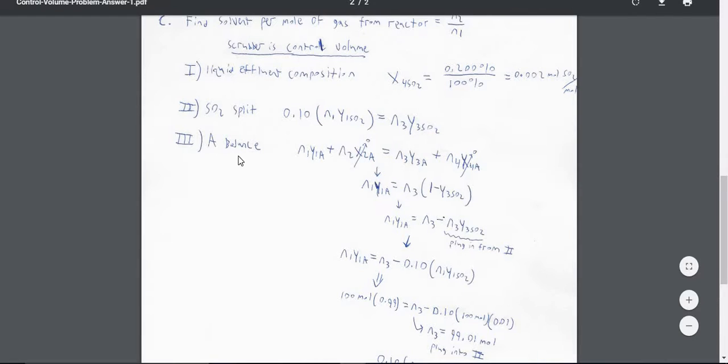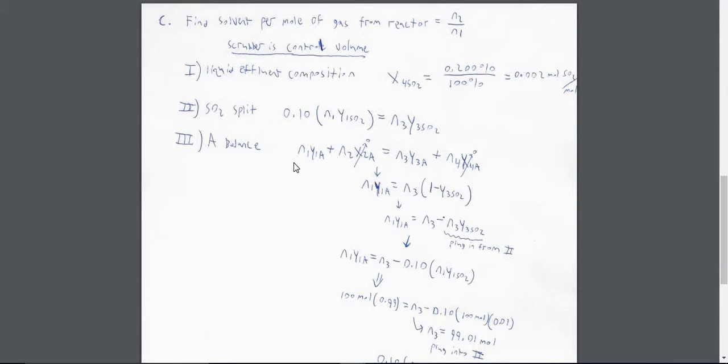And then we can look at a balance on A. So we're only looking at what comes in and what comes out, because it's at steady state, and since there's no reaction, there's no generation and no consumption, so in equals out, and you can do it on moles in this situation because there's no reaction, and since there's no reaction, the moles are going to be conserved as well as the mass. So here we have A coming in from stream 1, A coming in from stream 2, which there is no A in stream 2, and then A coming out from stream 3, and then A coming out from stream 4, which again, there is no A in stream 4.